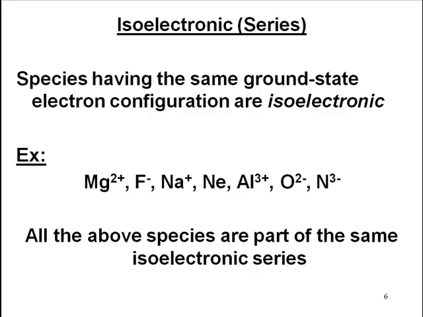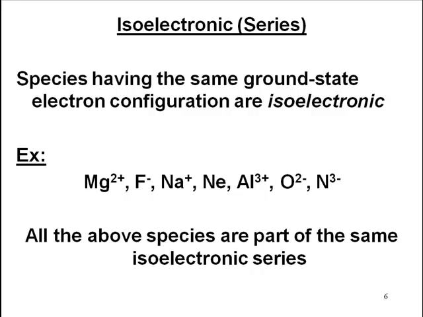All of the above species are part of the same isoelectronic series. That means they all want to become like neon in terms of the number of electrons. So fluorine gains one to become like neon. Sodium loses one to become like neon. Aluminum loses 3.